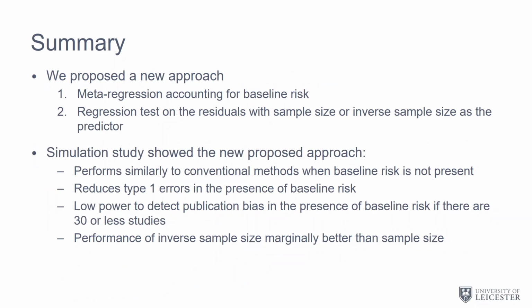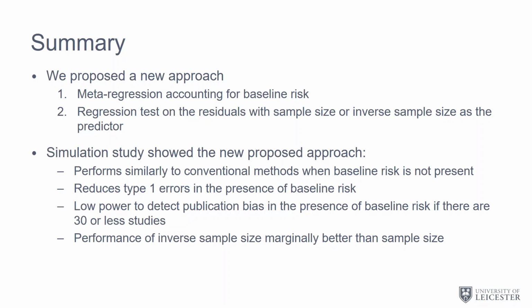So to try and work around some of these restrictions, we've proposed a new two-stage approach in which we first adjust for this baseline risk interaction through a meta-regression. In the second stage, we perform the regression test on the residuals from the meta-regression, having accounted for baseline risk. And we recommend using sample size or inverse sample size as the predictor.